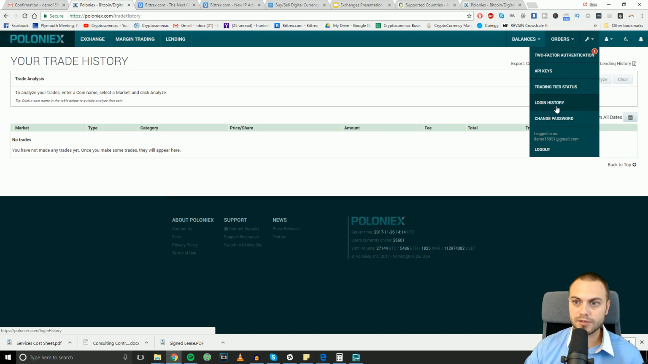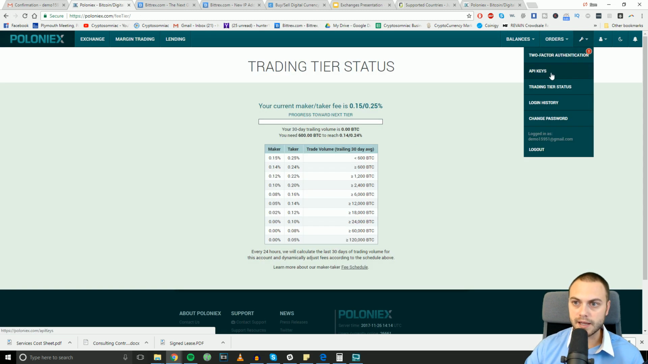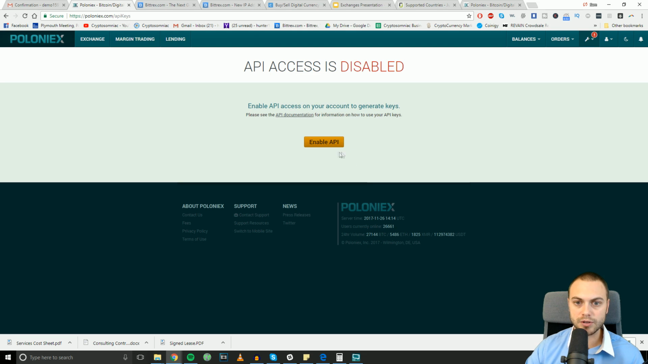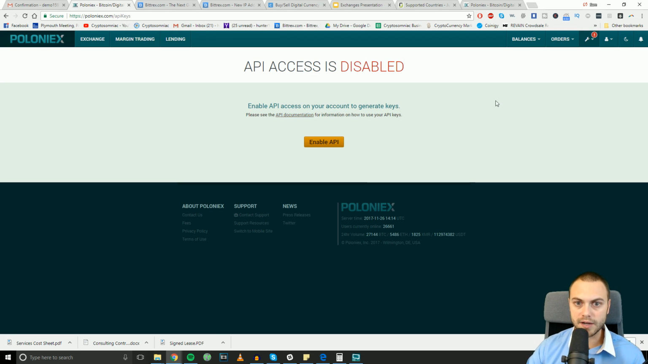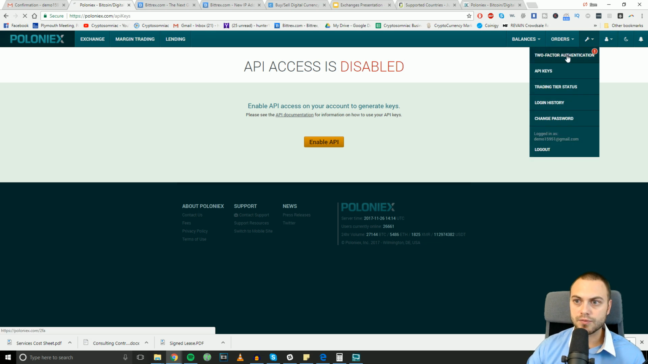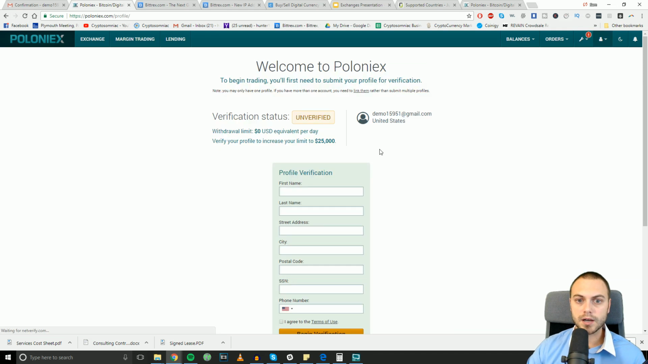And over here is a lot of your settings, so you can change your password, take a look at your login history, your trading tier status. You could take a look at API keys, which we'll tell you a little bit about in a future video. It is disabled until you verify your account, I believe. And then two-factor authentication is listed here if you want to set up 2FA, which I highly, highly recommend. Your profile, again, is here, so if you need to get verified or complete your account, that's where you'll go to.